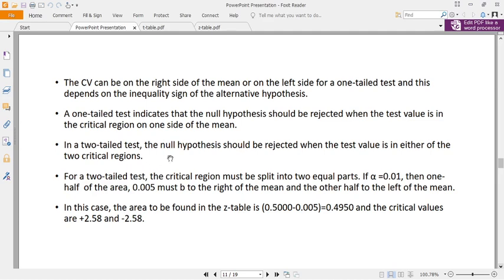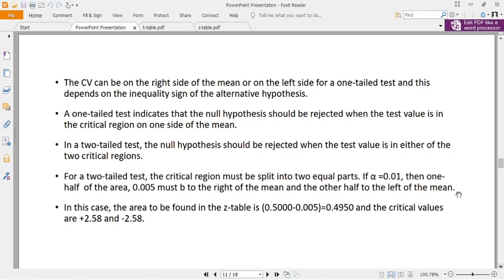So for a two-tailed test, the null hypothesis is rejected when the test value is in either of the critical regions. So for a two-tailed test, the critical region must be split into two equal parts. So if we have alpha, then we are interested in getting alpha over 2. And this must be on both the right and the left sides of the mean.